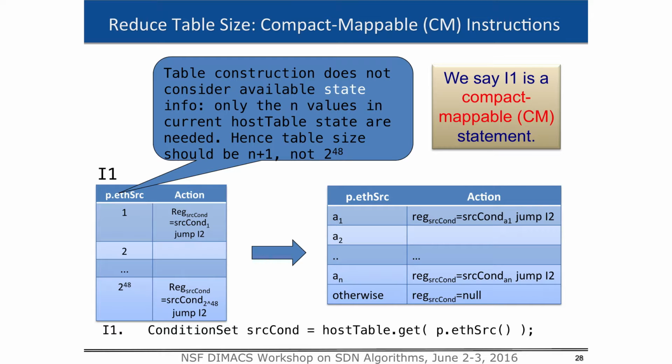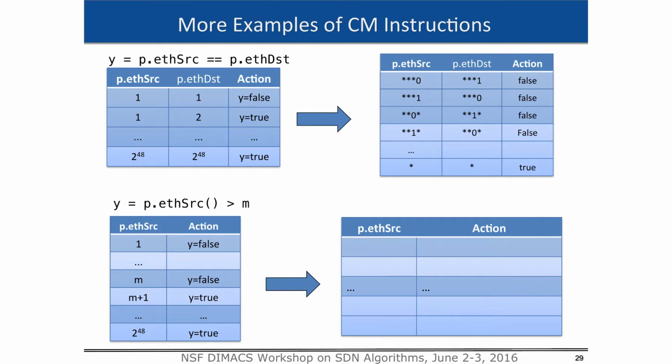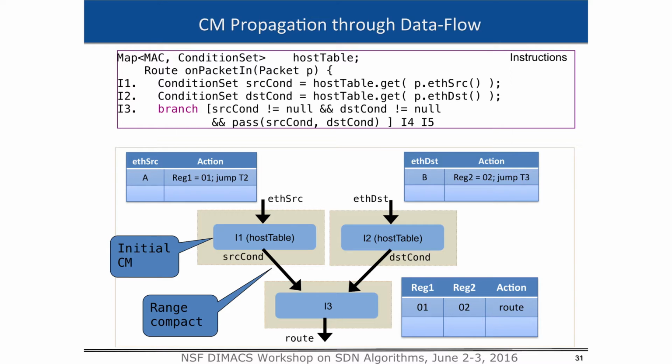And not only this kind of table lookup instruction is what we call a CM, compact-mappable instruction. There are also other kinds of mappable instructions. For example, the comparison between two different packet attributes, and the comparison between the packet attributes and another variable. All such instructions are compact-mappable. So using these compact-mappable instructions, we can efficiently reduce the size of each instruction table.